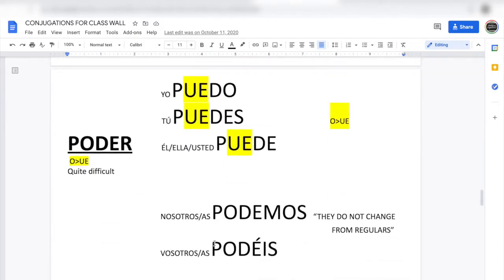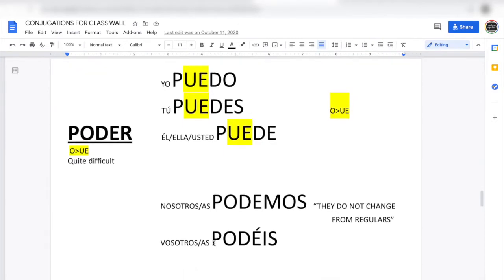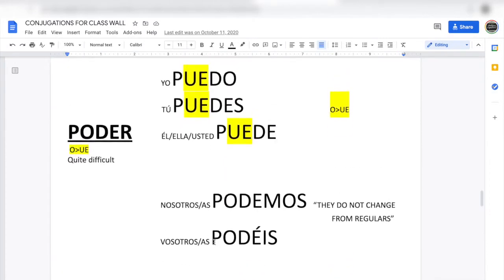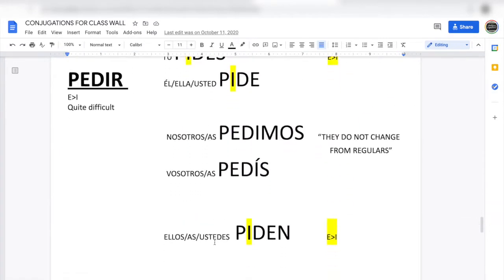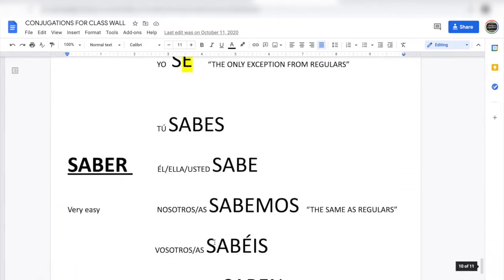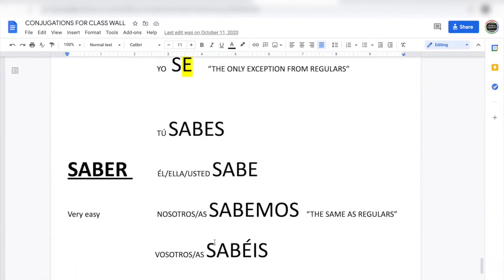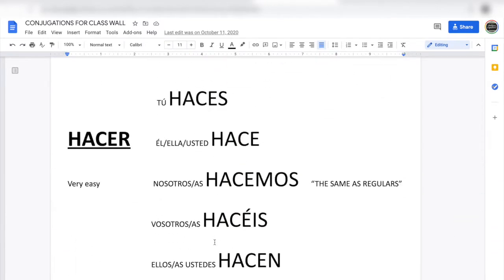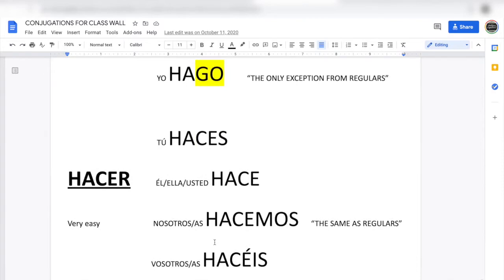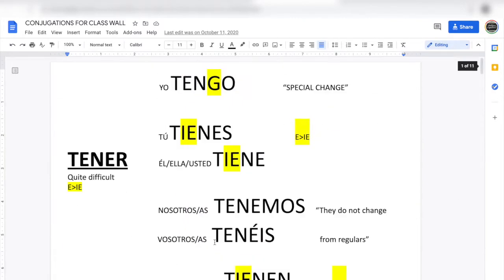Poder is can, and on the second video I speak about how to build sentences with this word. Pedir, to ask, dar, to give, saber, very important too, to know, hacer, to do. So I would give this document also to the students on the second step, very early on.